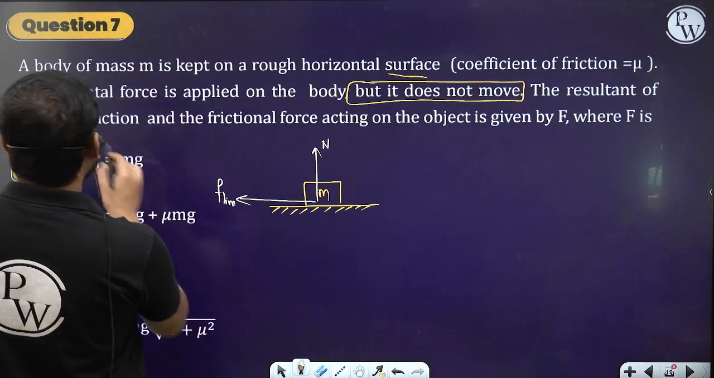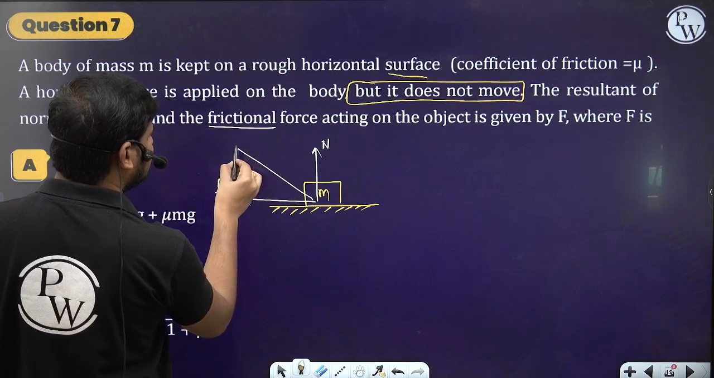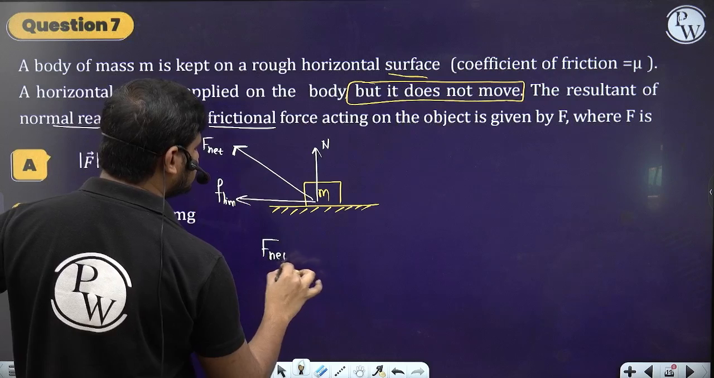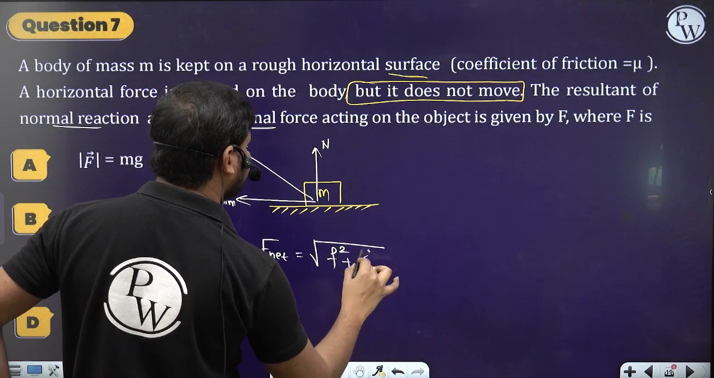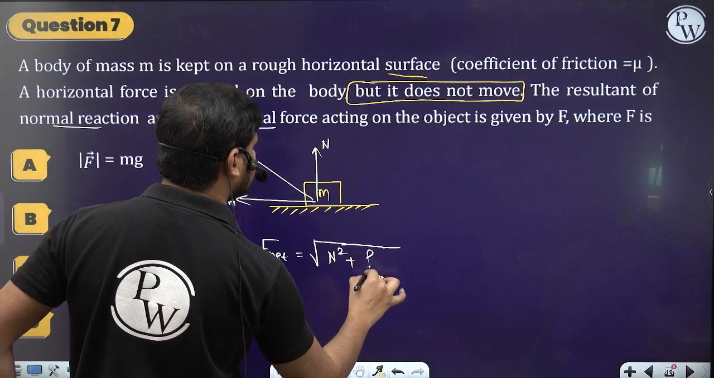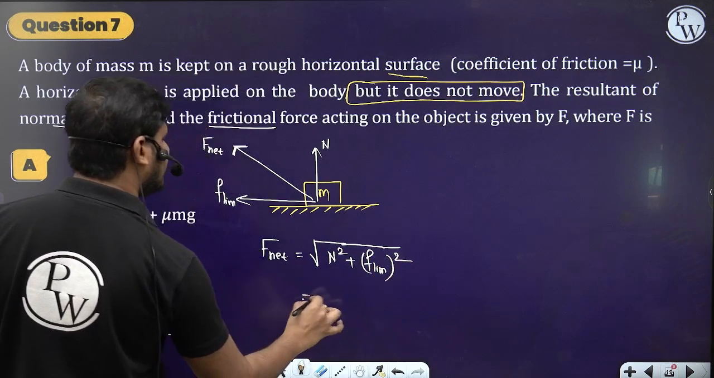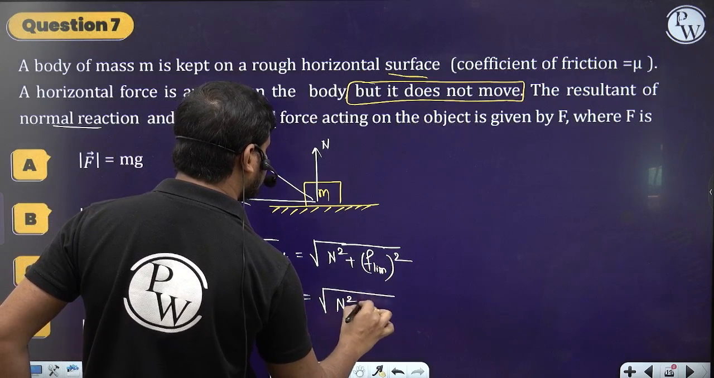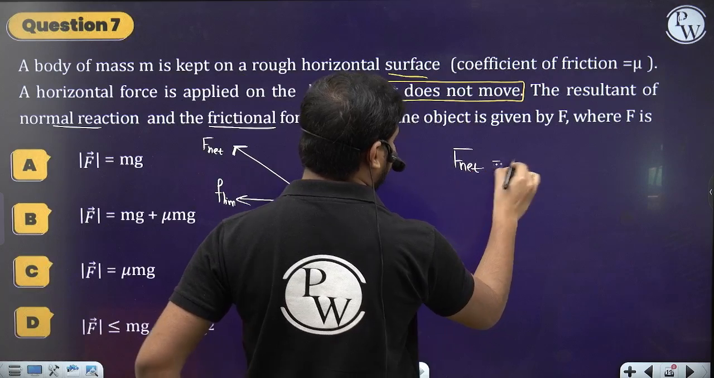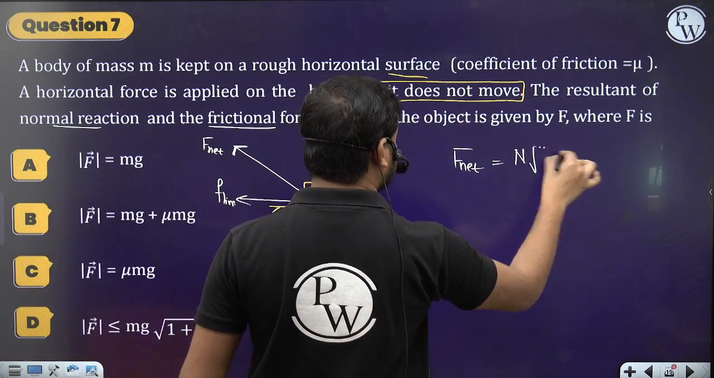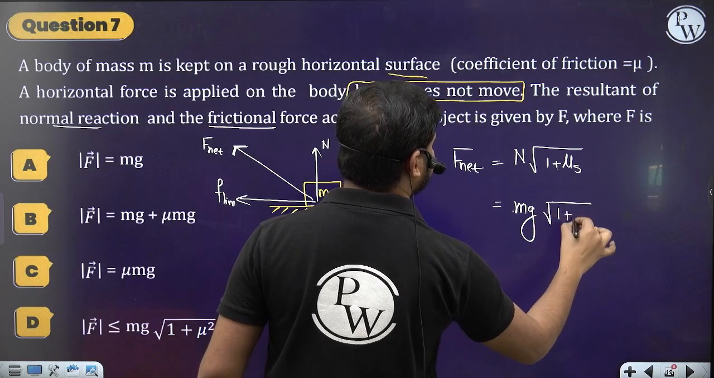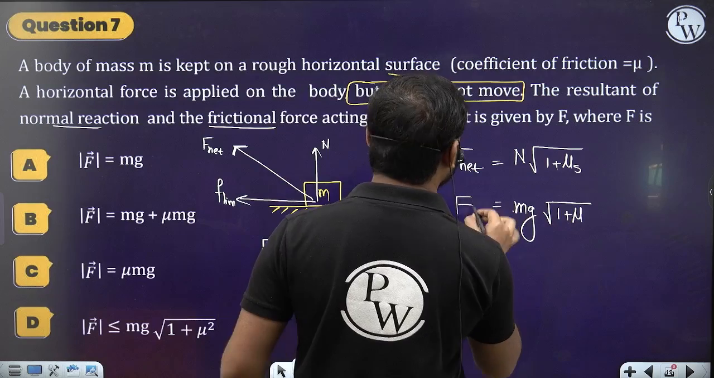Then the resultant of normal reaction and the frictional force, see here, is this side. This is F net. So what is this F net we got? F net is equal to square root of N square plus F limiting whole square. Yes or no? In place of F limiting, shall we write mu s into N? Here mu s square into N square simply. So F net equals N times square root of 1 plus mu s square. In place of N, which is mg, it is mg into square root of 1 plus mu s square. In place of mu s, just simply write mu. So this is the net force which is given by F.